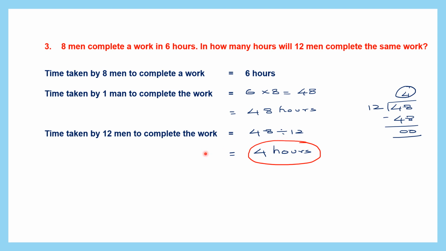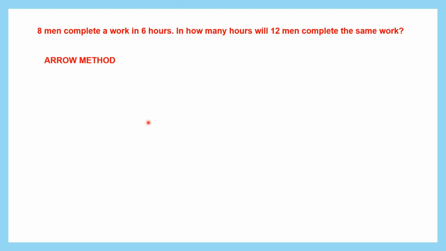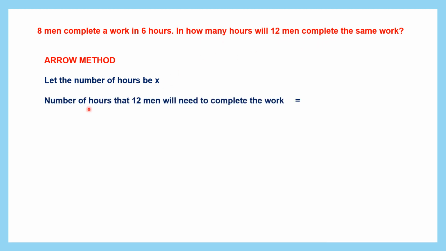Now the same sum, we'll do it in the arrow method. Here 8 men complete a work in 6 hours. In how many hours? This is very important. What we are trying to see is what they are asking us to find out. In how many hours? We don't know the hours, so we're going to say, let the number of hours be X. Then what are they asking us to find? In how many hours will 12 men complete the work? So the number of hours that 12 men will need to complete the work. We have this in the beginning.